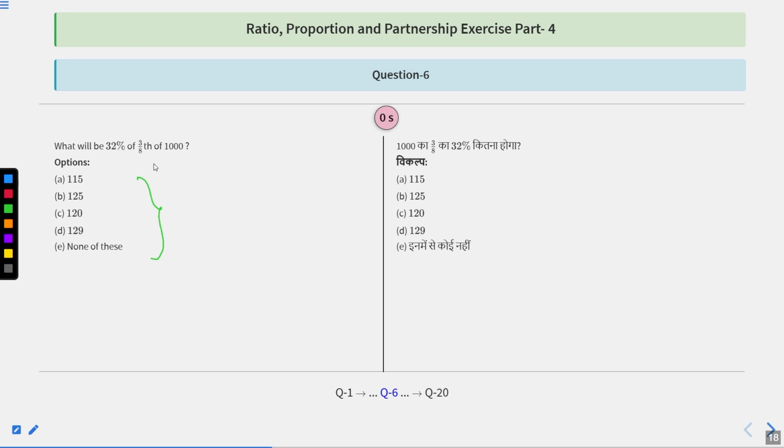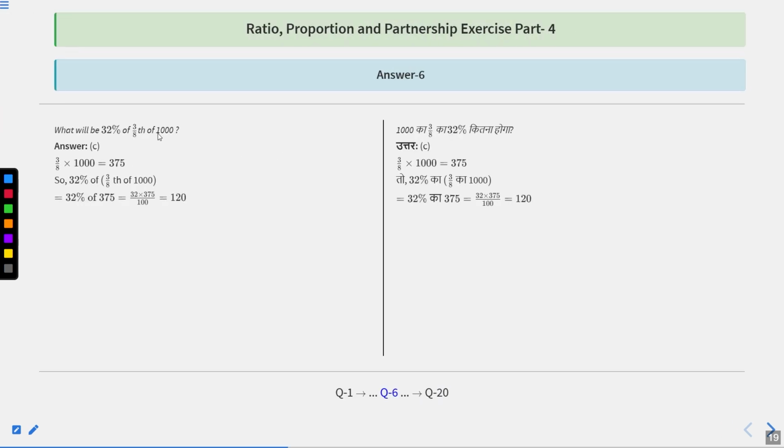Now time's up. Let's see the solution. Again, we can do it. 3 by 8 multiplied by 1000 is equal to 375. It is given in the question. Clear? What is 3 by 8? It is given in the question, what will be 32% of 3 by 8 of 1000? So first we calculate 3 by 8 of 1000, which is 375. So now we can calculate 32% of the 375, which is 32 multiplied by 375 upon 100, equal to 120. So C is the correct answer.